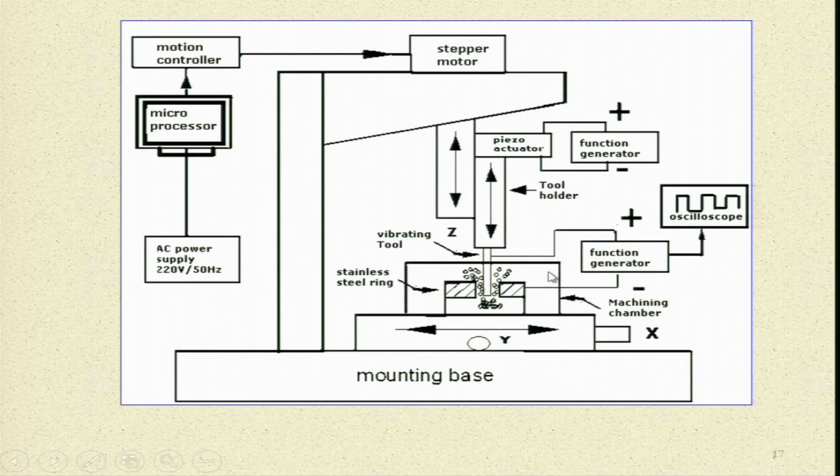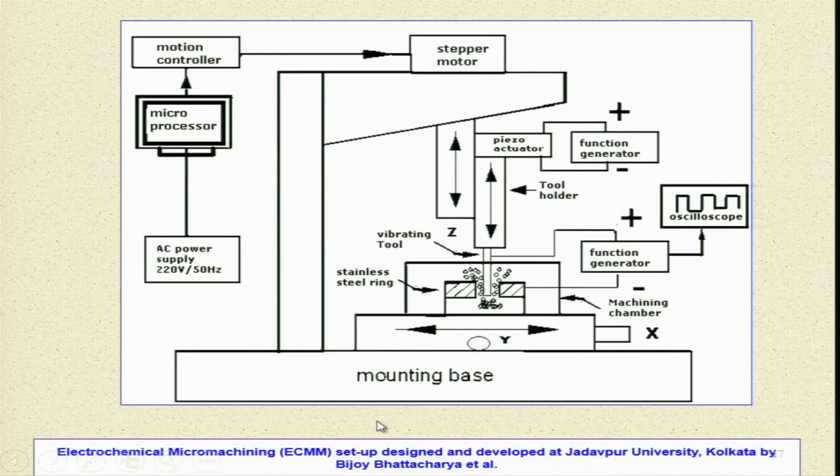So, this is the function generator for the tool power supply, and for the tool holder and other motions you have another function generator. This is the machining chamber, and these are the gases which are being evolved at the cathode and anode, because we all know that hydrogen and oxygen gases are being evolved. Electrochemical micromachining setup designed and developed at Jadavpur University, Kolkata by Professor Vijay Bhattacharya.